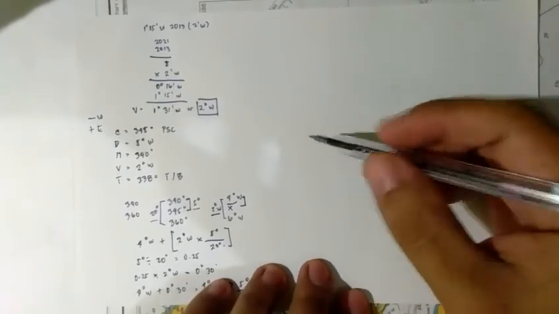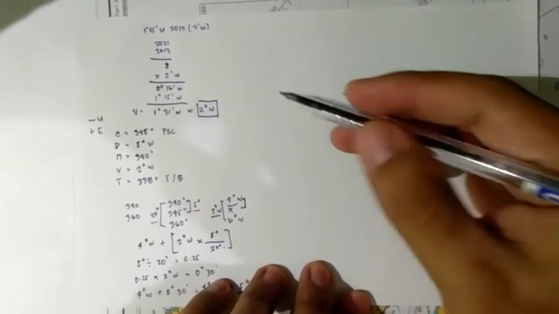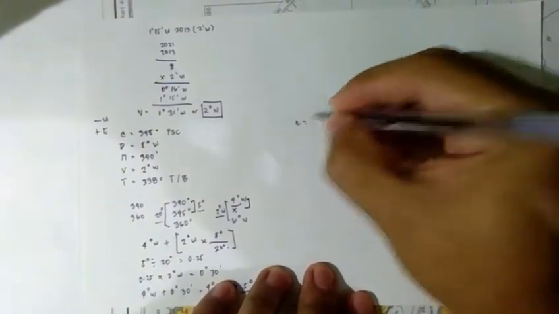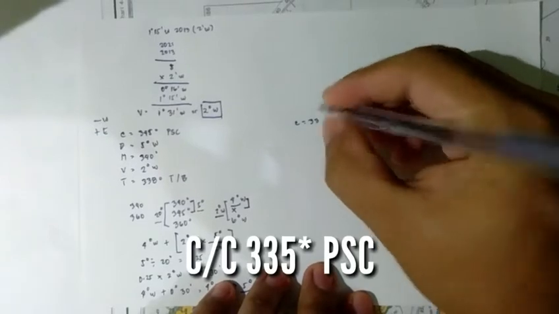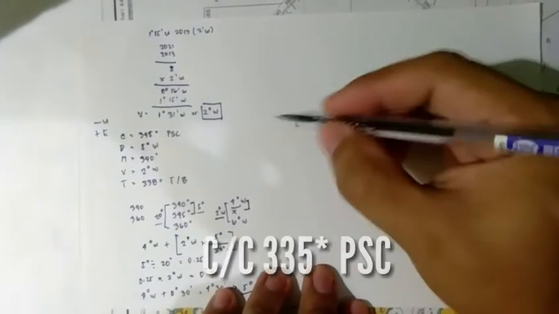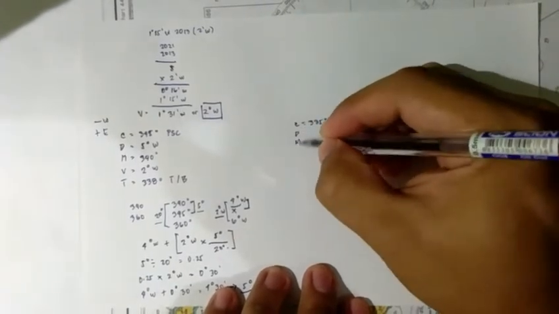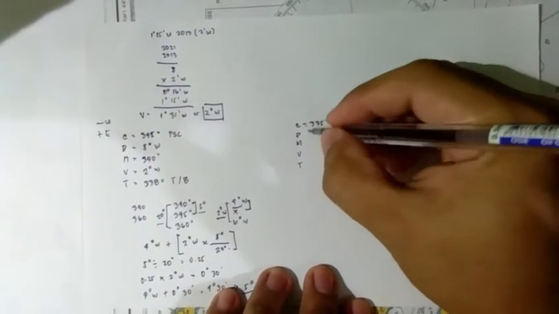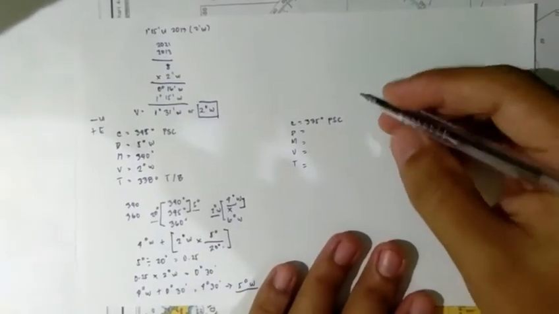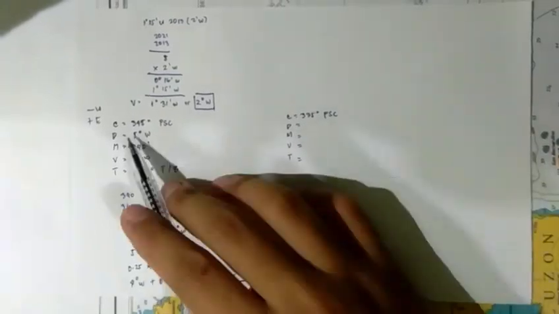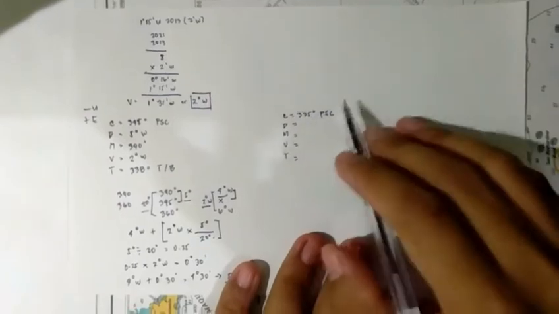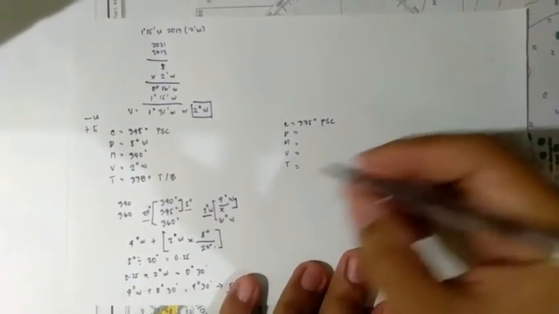Next, since we are given the initial compass course, which is 335 degrees per standard compass, we will again use the CDMVT in order to get our true course. So we will again interpolate, since we cannot find the 335 in the deviation table.